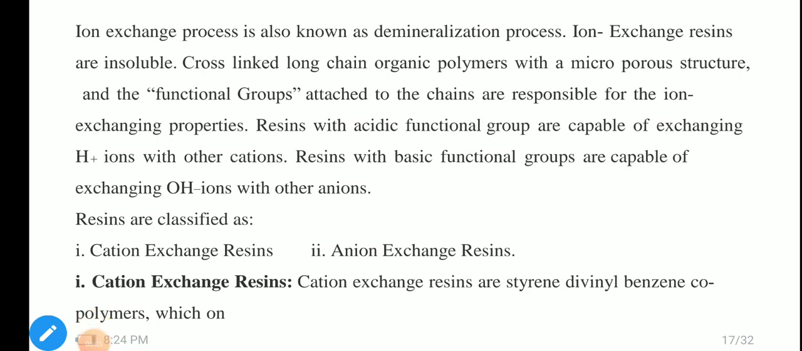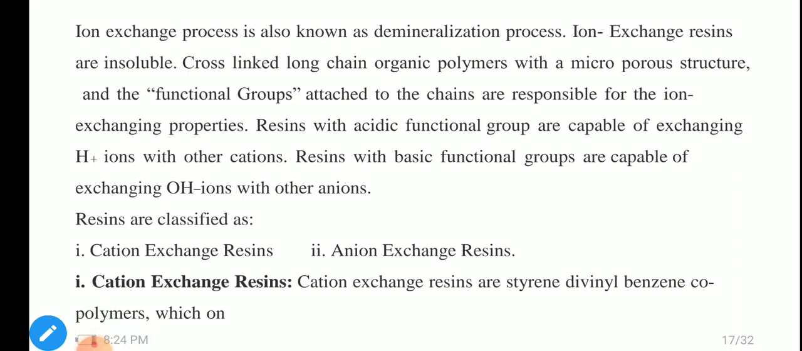from Fulton Education Society's College of Engineering Fulton, and today we are going to see the water softening method. Name of the water softening method is ion exchange process, which is also known as a demineralization process. In ion exchange process, ion exchange resins are used to remove the hardness producing substances.